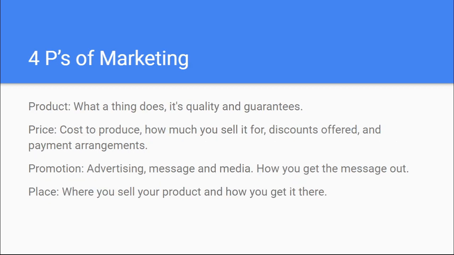Which also rolls us into the 4 Ps of marketing, which is product, which is what your thing does, its quality, its guarantees, whatever it is you've promised and developed. Price, which also has to go into its cost to produce, how much you can sell it for, if you offer any discounts on it when your stores buy it, if you're selling to a retail store.